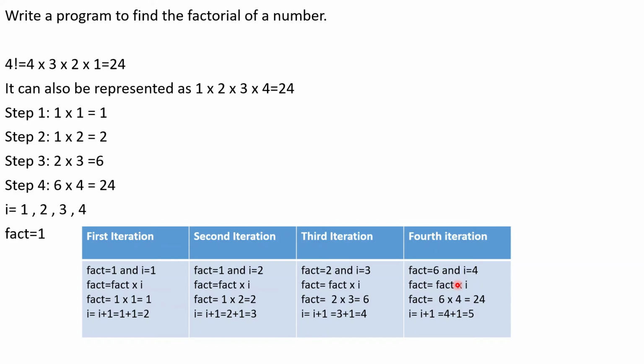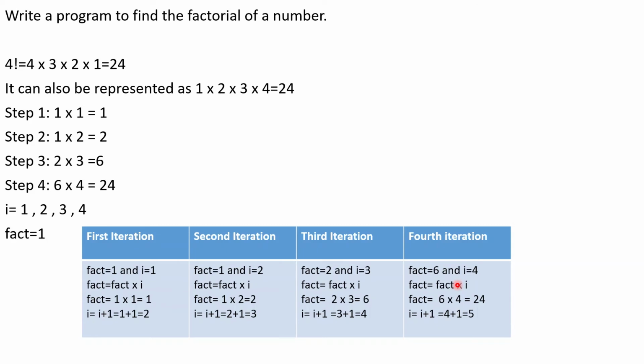Now we'll see each step clearly mentioned in the slide. Step 1, I'll start with 1 into 1. What's the result? That is 1. In the next step again 1 into 2, that is equal to 2. Next 2 into 3, that's equal to 6. In step 4 it is 6 into 4, that's equal to 24. That's the 4 factorial we have to find out.